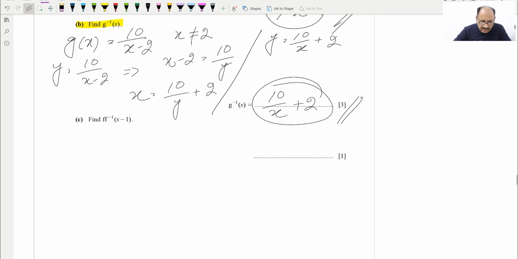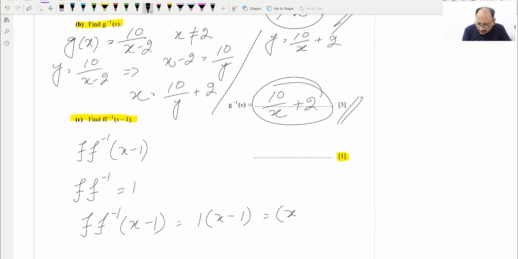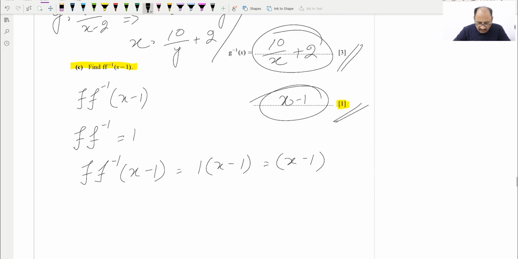Now next is a 1 mark question, which is saying we need to find f inverse of x minus 1. We know the property that a function multiplied by its own inverse is always equal to 1. So for this portion we can write 1. So f inverse of x minus 1 is equal to 1 into x minus 1, which is equal to x minus 1, and this will be our final answer for this question for 1 mark.